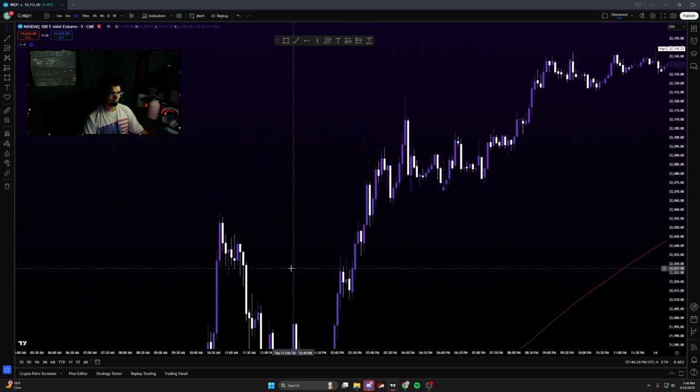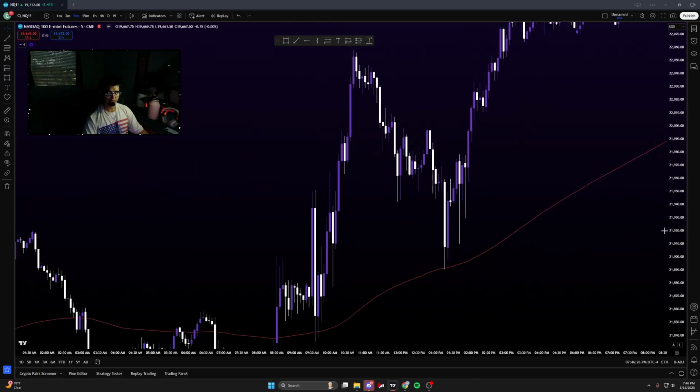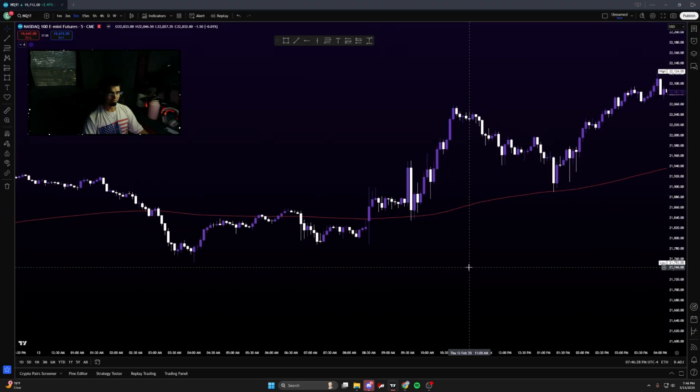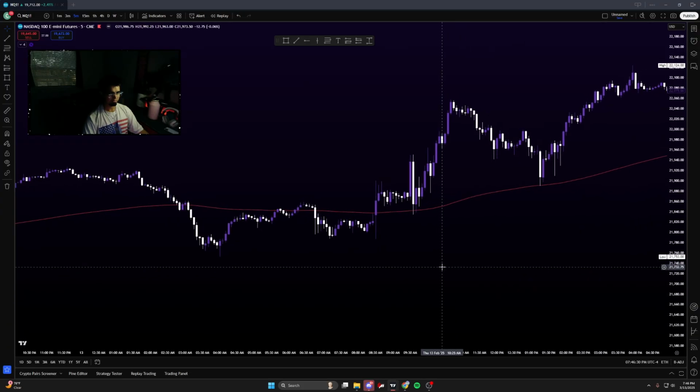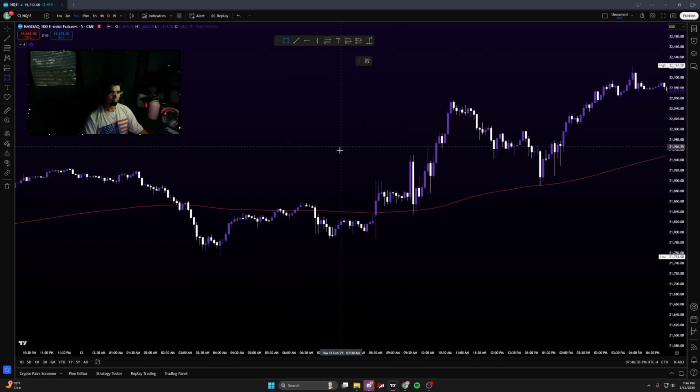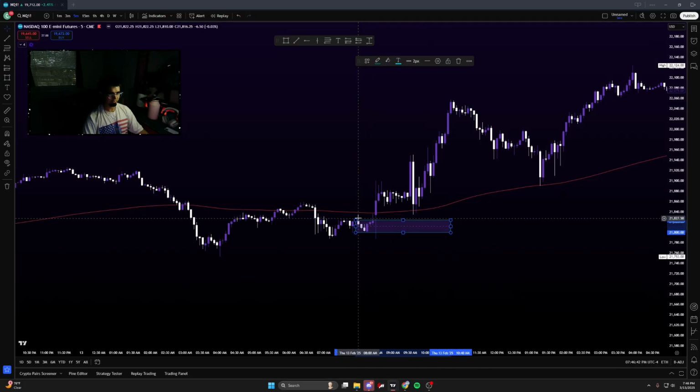Let's show you more order blocks. So we have, bam, this movement down, movement up, movement down, movement up. What is this right here? Our order block, and that's why it gets respected.